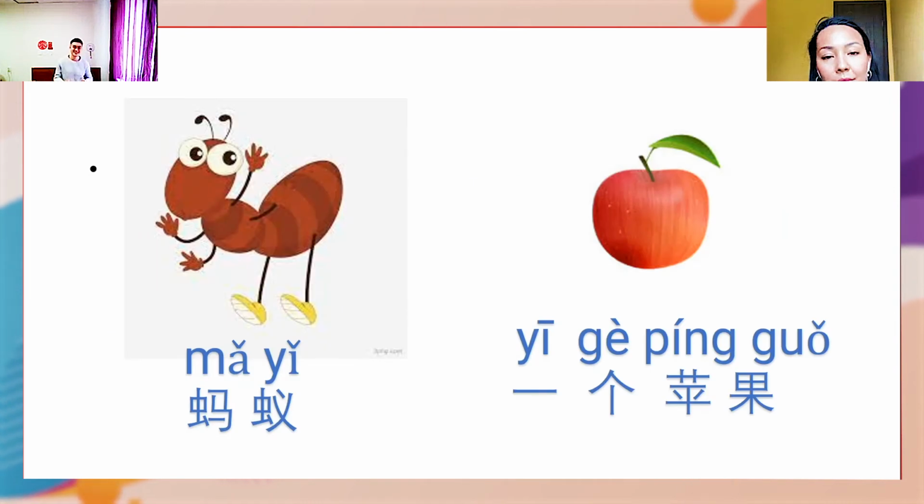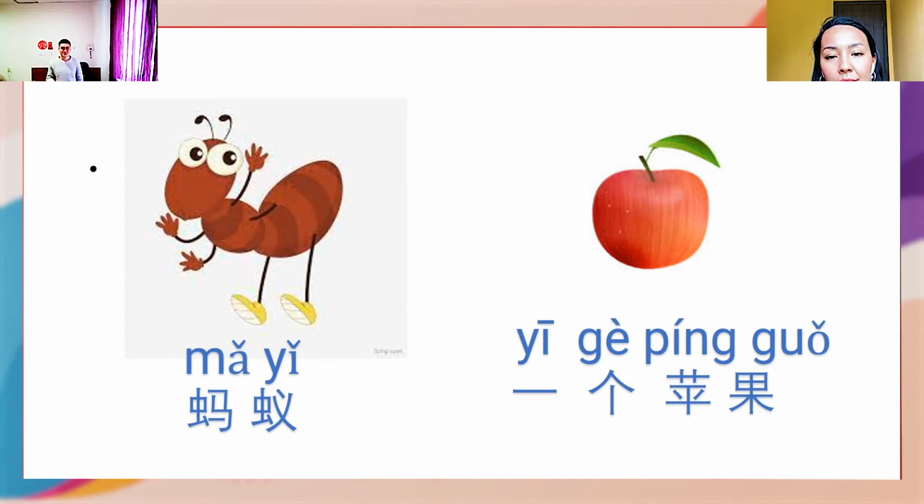Let's take an example. What's this? It's an insect. Insect. And yes, it's an ant. Absolutely, it's an ant. So in Chinese, we will pronounce it like 蚂蚁. 蚂蚁. Wonderful. All right.